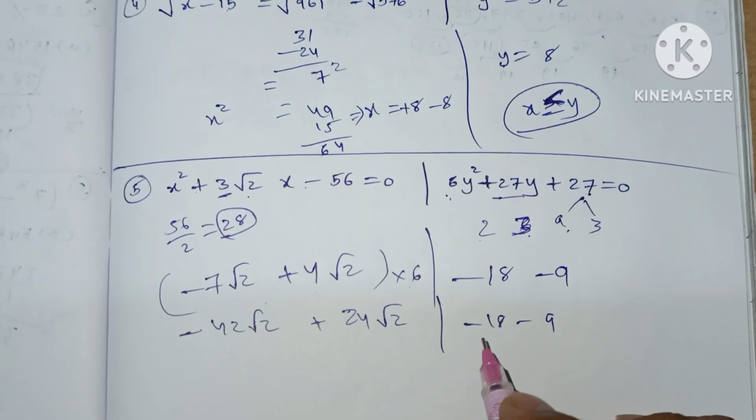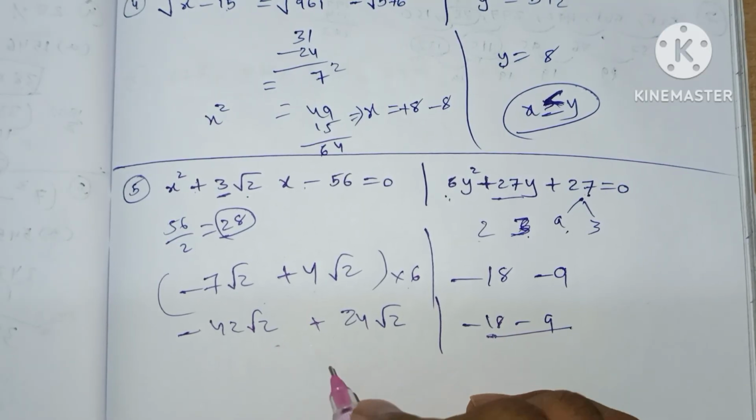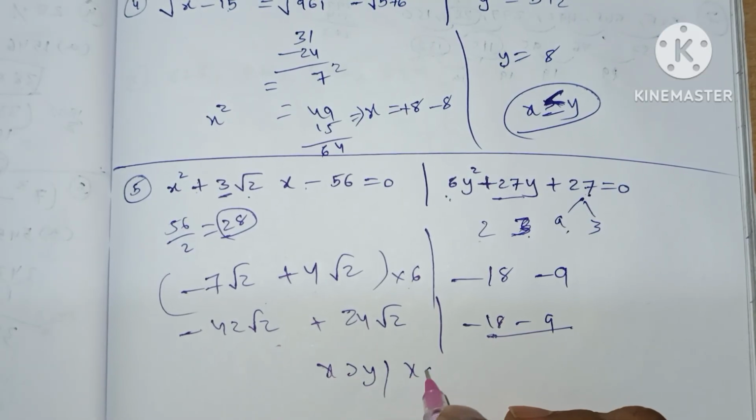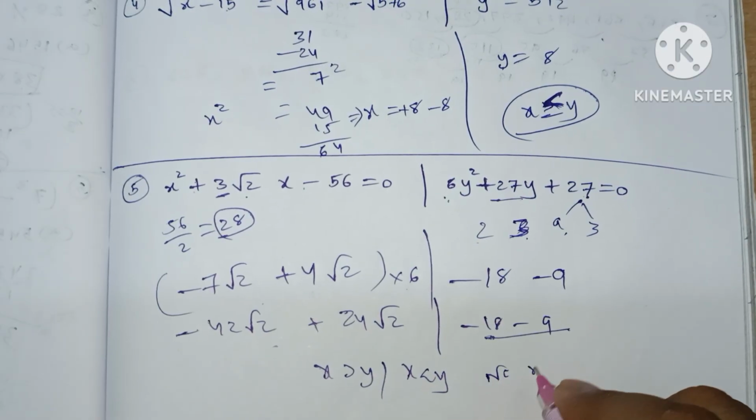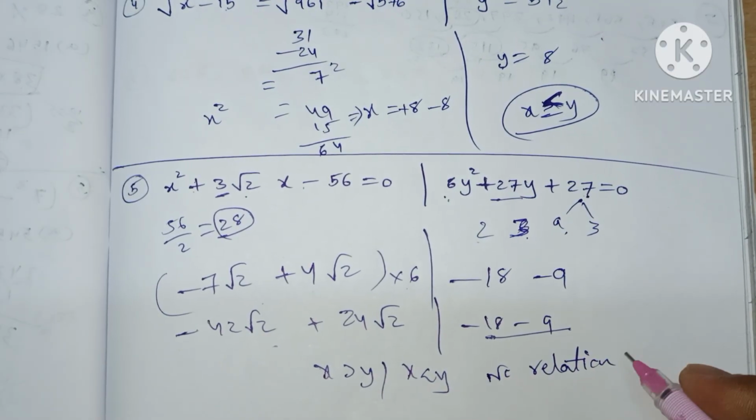It is clear that these numbers come in between these two numbers. So x is greater than y and x is lesser than y. No relation can be established between these two numbers, these two equations.